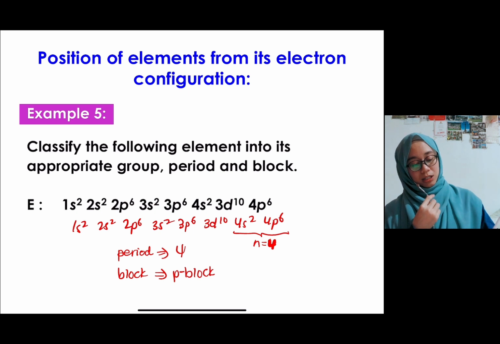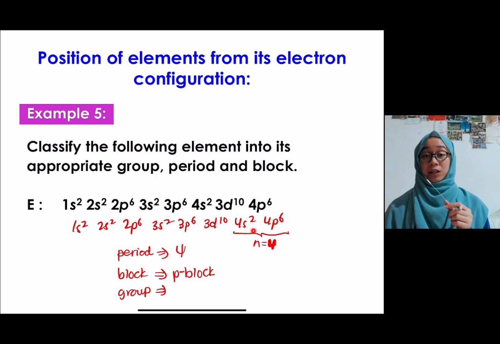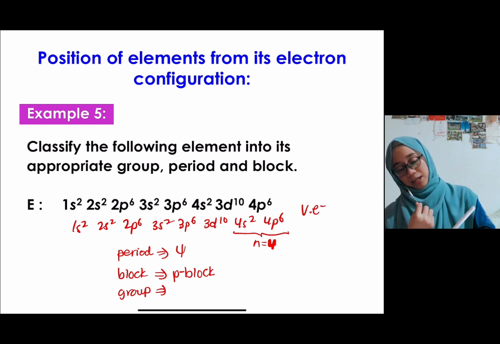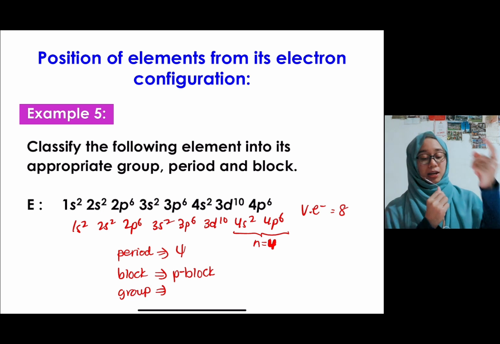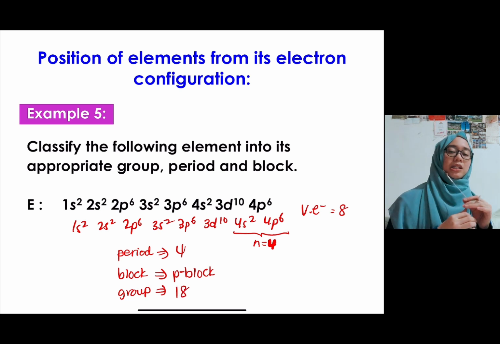And then kita nak cari dia punya group. Nak cari group, kita kena determine dahulu the number of valence electron. So in this case untuk P block, 4s2 4p6 adalah the valence electron configuration. Therefore 2 tambah 6 lah, 2 tambah 6 adalah 8. So the valence electron is 8. Therefore the group is 18. Bagus kalau siapa dapat jawab 18 tu.